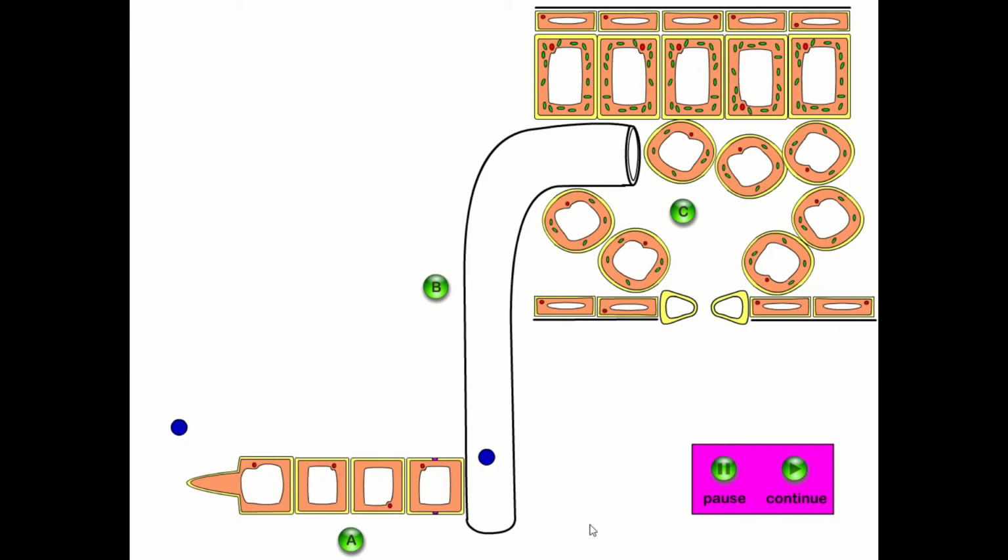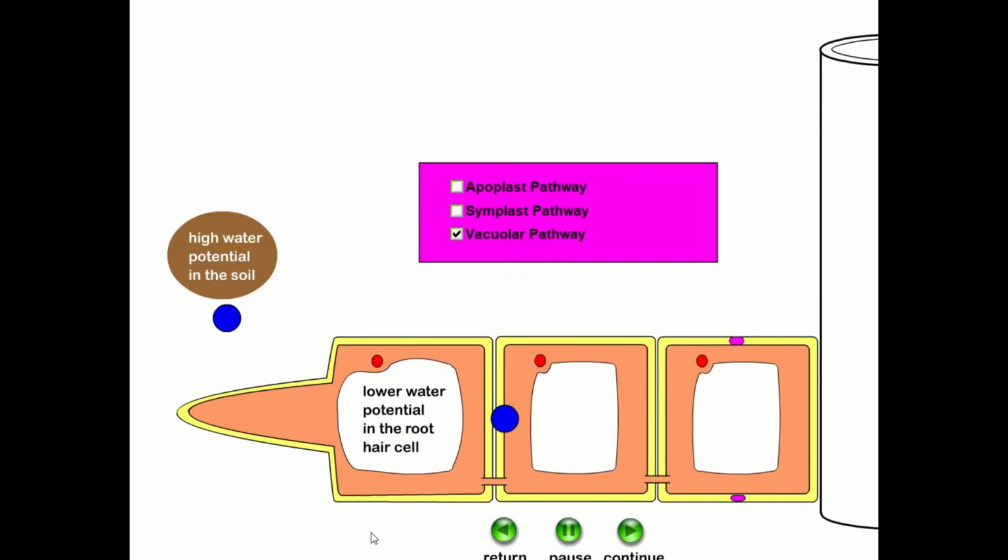What we know happens is that down here, obviously our root is in the soil. So water in the soil is going to be taken up by the root hair cell through the process of osmosis, and then it's going to move through the root. If we look at that in a bit more detail, we've got a high water potential in the soil and a lower water potential in our root hair cell, so the water is going to move in through osmosis.